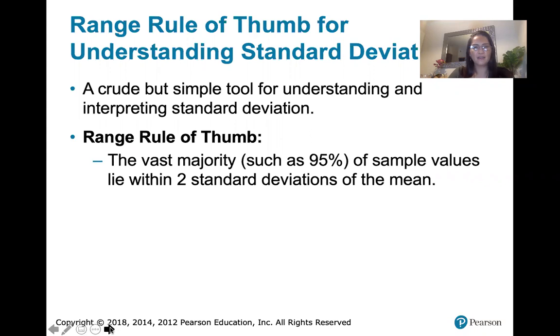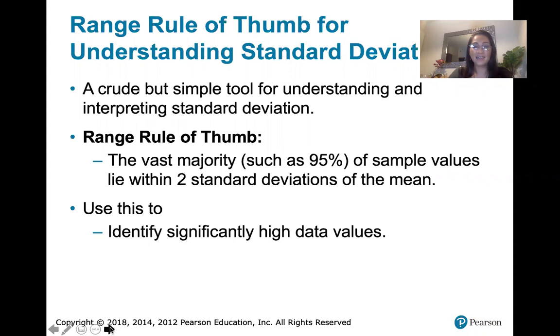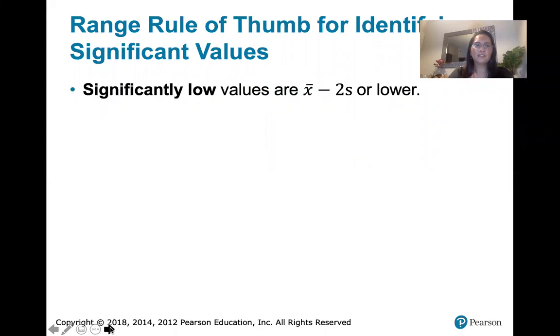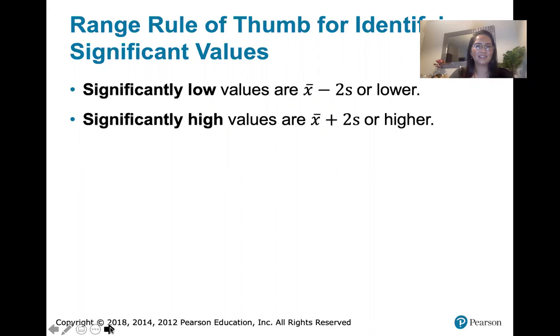Here it is. The range rule of thumb says that the vast majority of sample values lie within 2 standard deviations of the mean. So we can use this to identify significantly high data values and significantly low data values. We're going to designate significantly low values as any value that is given by the mean minus 2 standard deviations or less than that. And significantly high values are values that are given by the mean plus 2 times the standard deviation, or that are higher than that number.